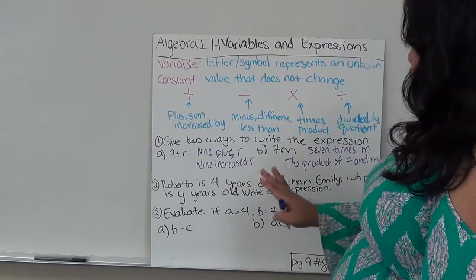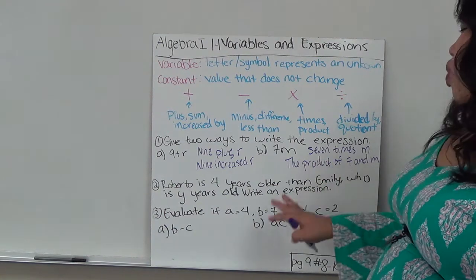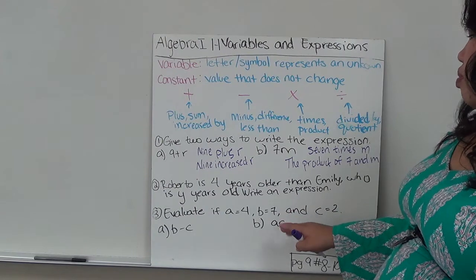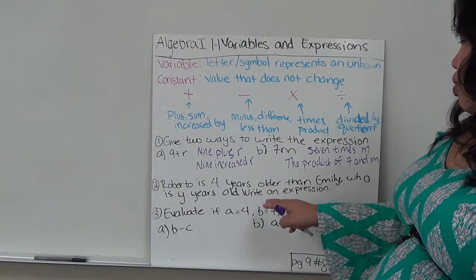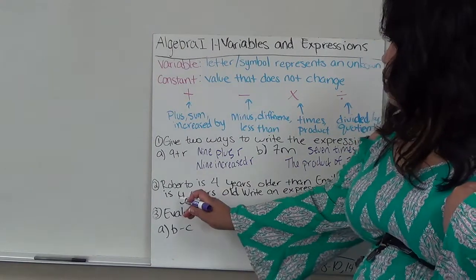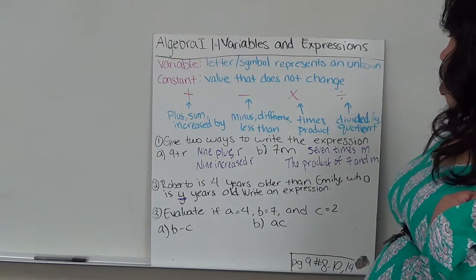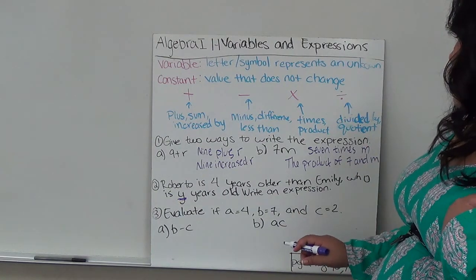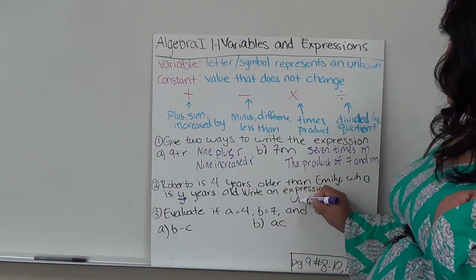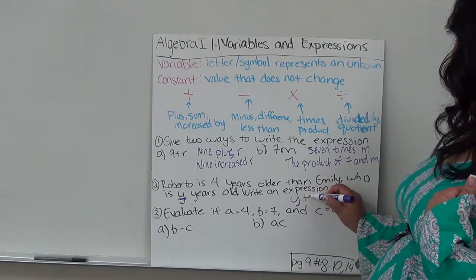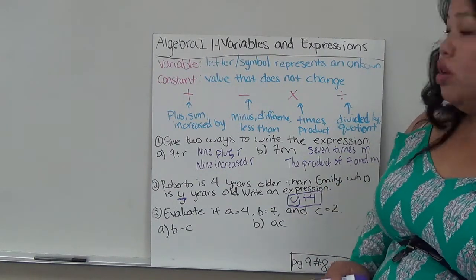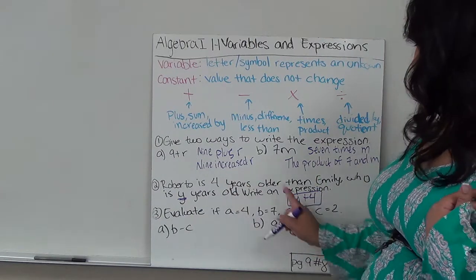Number 2 states Roberto is 4 years older than Emily, who is y years old. Write an expression. So the expression we're going to be writing is that Roberto is 4 years older than Emily. We don't know how old Emily is, so we're going to represent it with y. And Roberto is not 4 years old, but 4 years older. So to find Roberto's age, I find Emily's age, which is y, and then I add 4 years to it. So our expression is y plus 4.